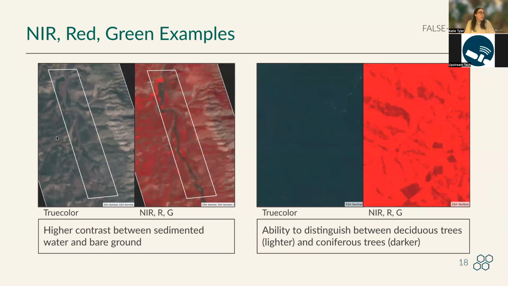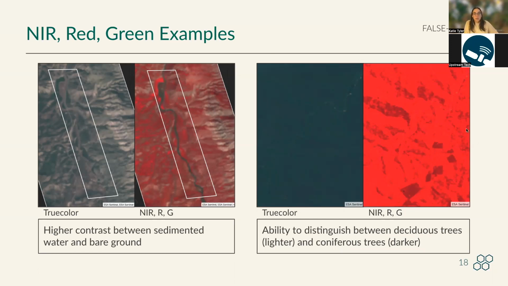In this example, we have a flooded river, and in the true color example at first glance, it's honestly hard to tell that there's a river there. The water's so sedimented that it blends in with the bare ground. So it's really hard to tell where the bare ground ends and the water begins. Versus in this false color image, that bare ground is still tan, but that water is that dark blue. So we can really quickly identify the extent of the water.